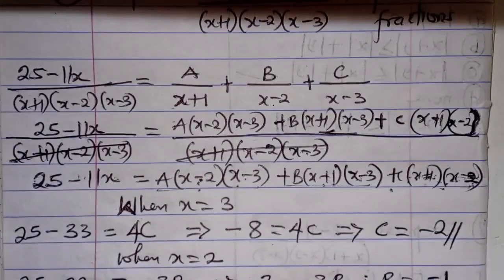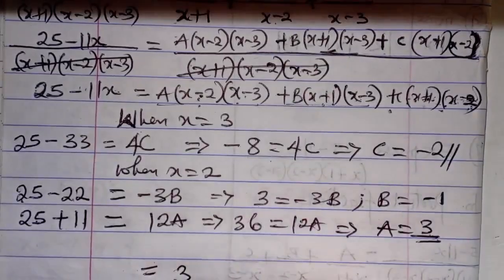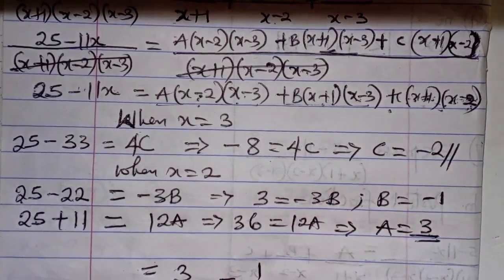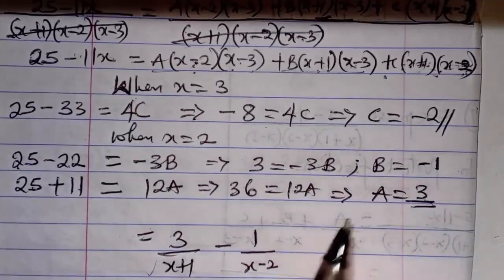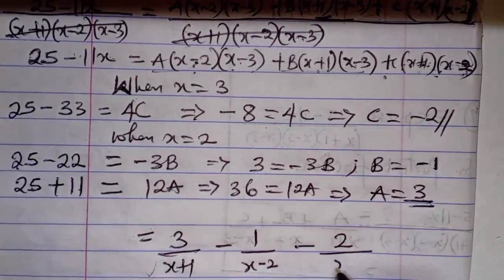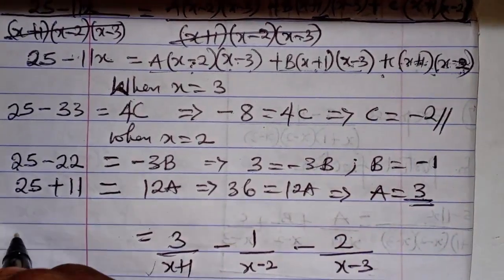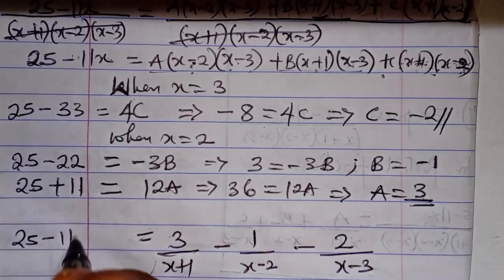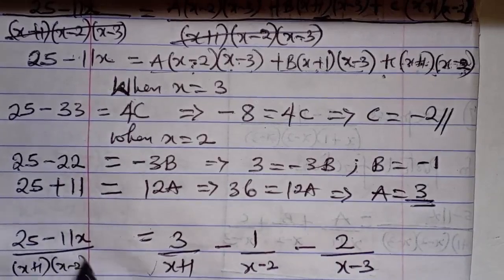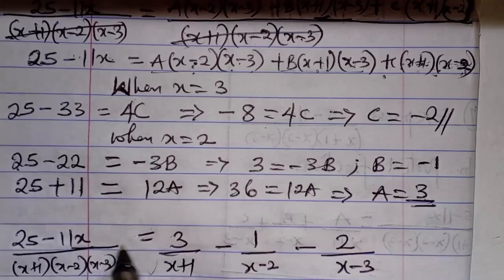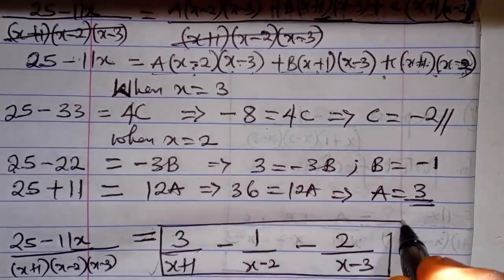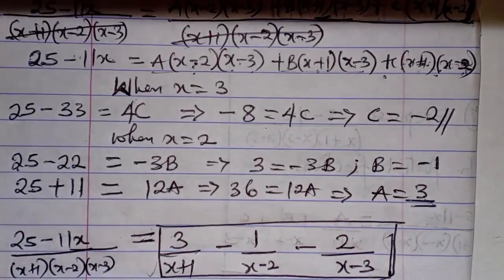What is b? B is minus 1, so we have minus 1 over x minus 2. And what is c? C is minus 2, so we have minus 2 all over x minus 3. It means that 25 minus 11x all over x plus 1, x minus 2, x minus 3 is equal to this. This is the partial fractions of this compound fraction.